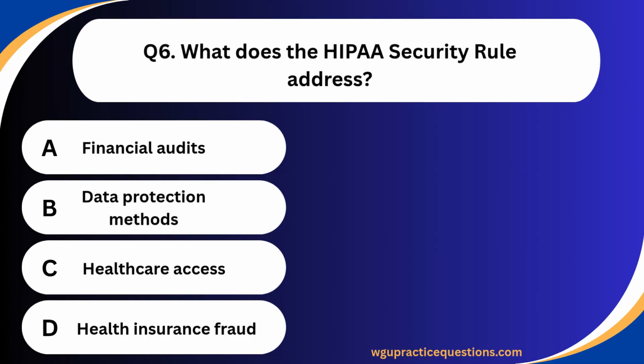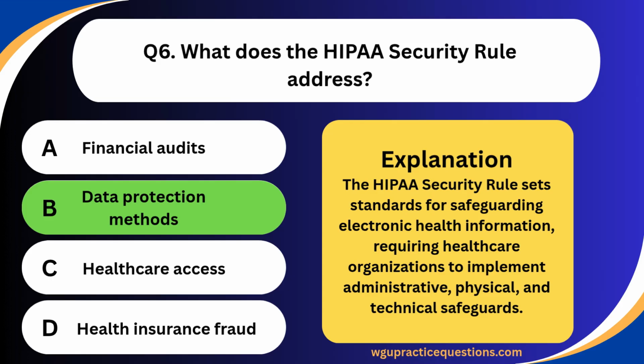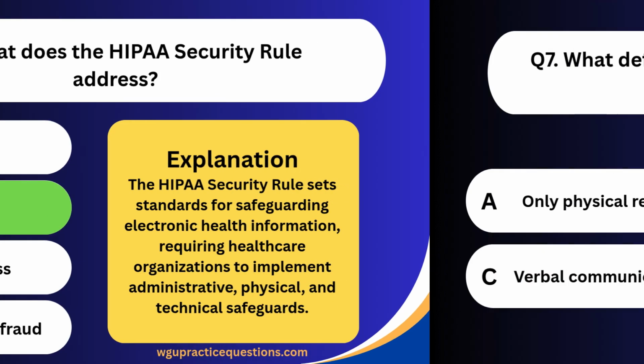The correct answer is B. Data protection methods. Explanation. The HIPAA security rule sets standards for safeguarding electronic health information, requiring healthcare organizations to implement administrative, physical, and technical safeguards.